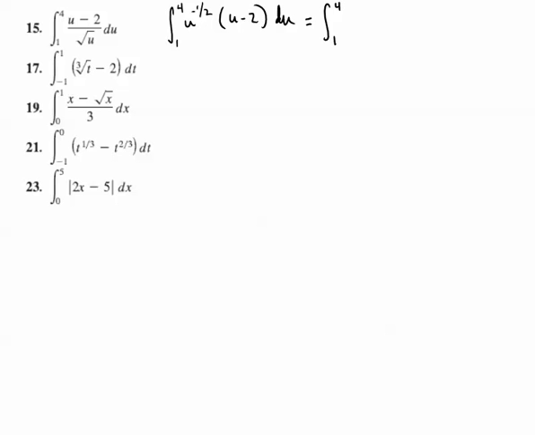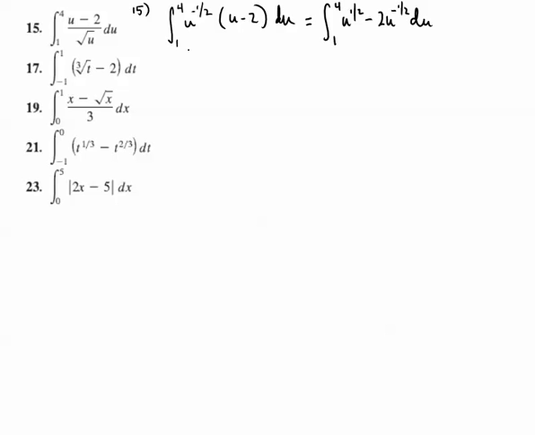So u to the negative 1/2 times u to the first power, or u to the 2/2, is going to give us u to the 1/2 power. And then minus 2u to the negative 1/2 du. All right, and at that point we're ready to begin. This is number 15, by the way. We're ready to begin to find the antiderivative of that.